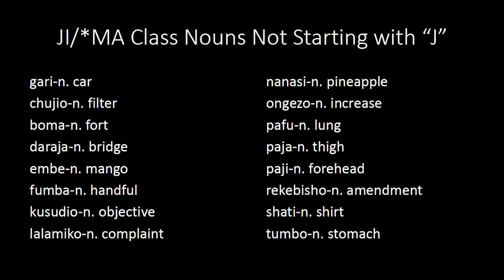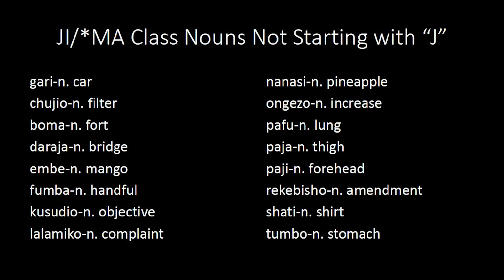You can take these also and add the MA to the beginning. Just add the MA. So gari would become magari, which would give us cars. Daraja would be madaraja, which would be bridges. Mango, which is embe, would turn to be maembe, which would turn out to be mangoes, and so on and so forth. So go ahead and make those plural also.